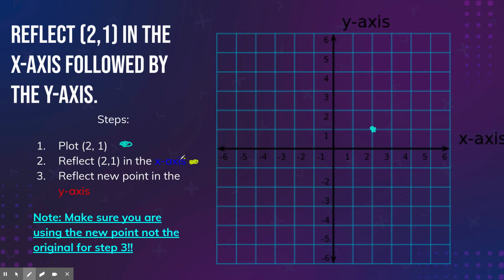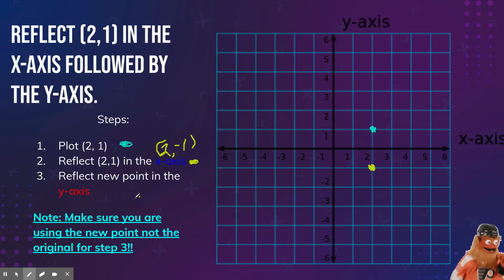Reflect it in the x-axis. So remember the x-axis, we keep the same x and we change the y. So we keep the same x, which means 2. And I change my y to being negative. So I got 2, negative 1. So I go positive 2, 1, 2, down negative 1. So that's the second step over there. So that's in the x-axis.